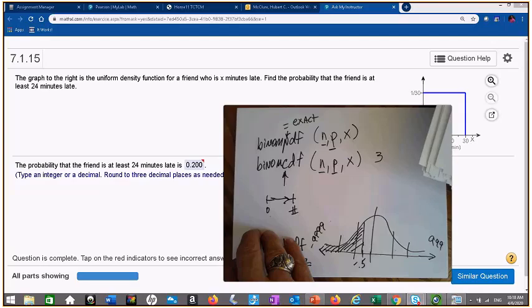Okay, and there is the test question. It says, or not a test question, a homework question. It says the graph to the right is a uniform density function for a friend who is X minutes late. Find the probability that the friend is at least 24 minutes late.